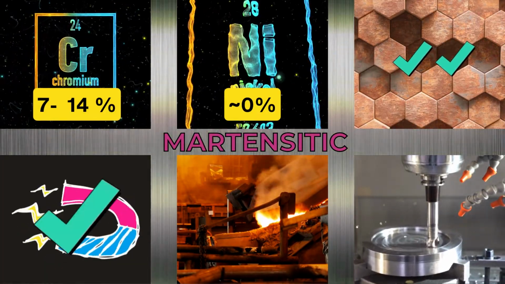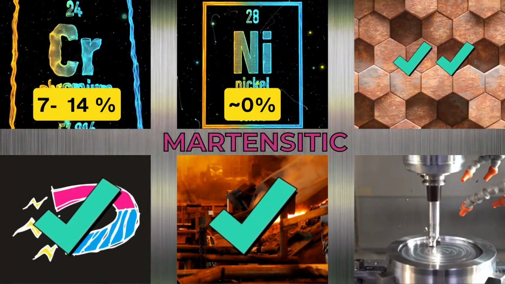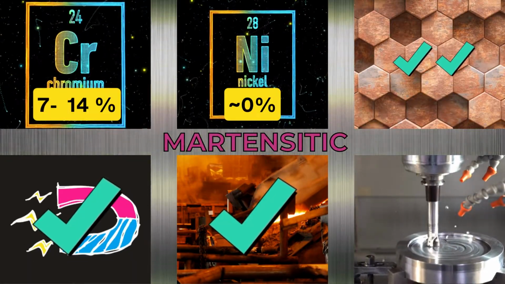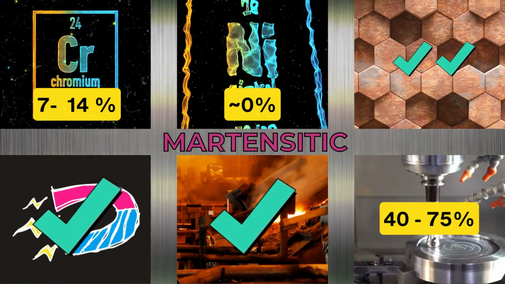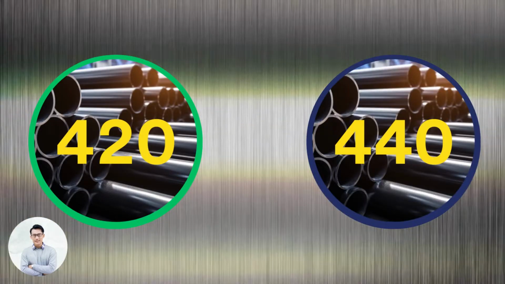They are magnetic and can be heat-treated to a hardness level of up to 60 HRC. Therefore, alloys in this subgroup can provide very high strength. The machinability rating is between 40 to 75%. The most popular alloys in this group are 420 and 440.